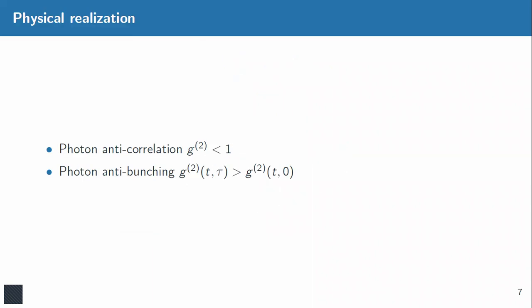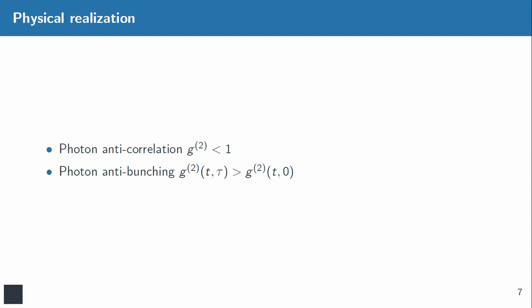So they are more physical realization on the basis of the values of the correlation function. So the first one is the photon anti-correlation. Consider we have two detectors, and they are supposed to detect the photons at some particular instant of time. Consider we detect some photon at the first detector.